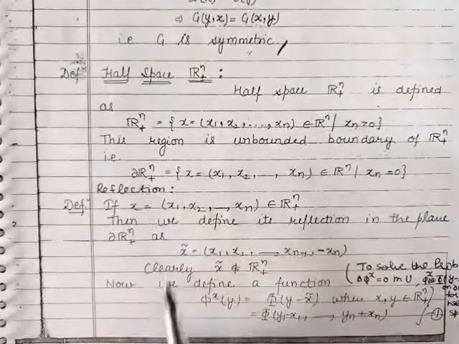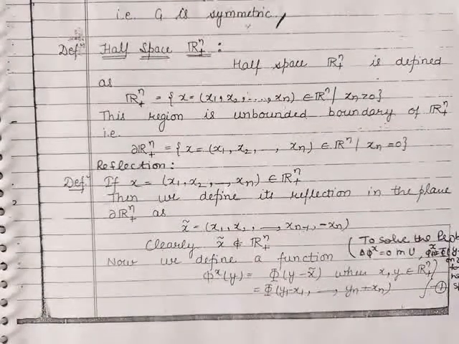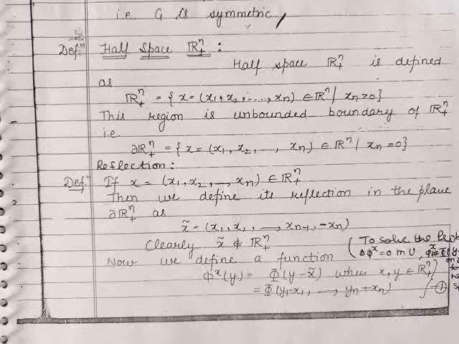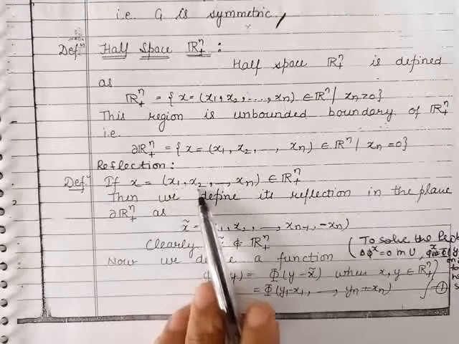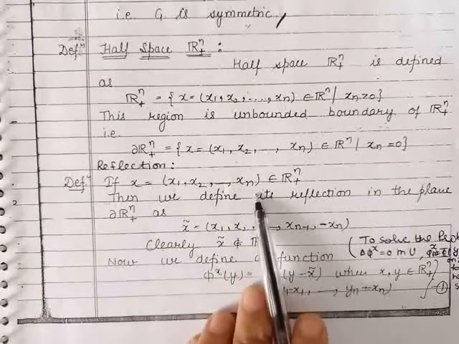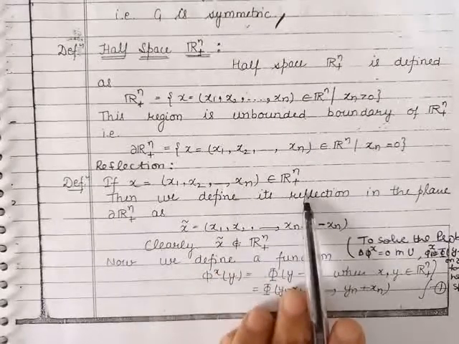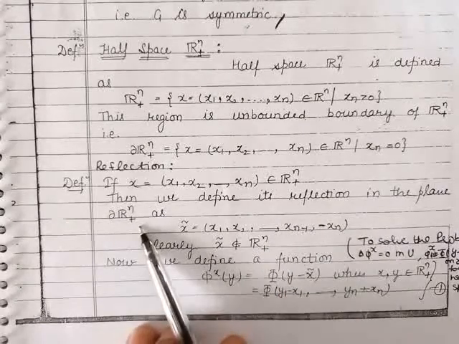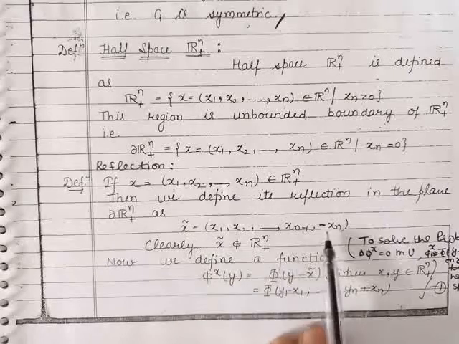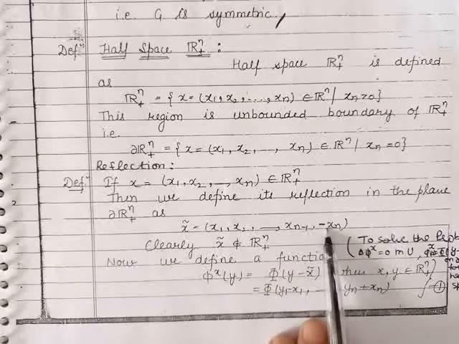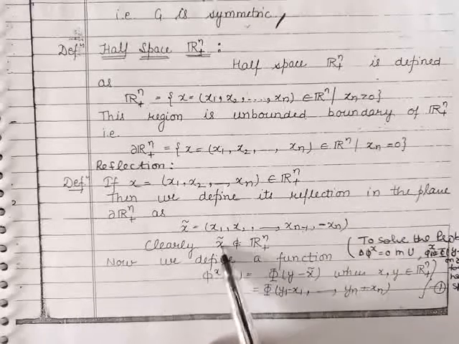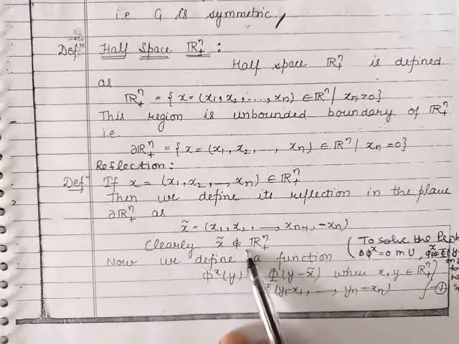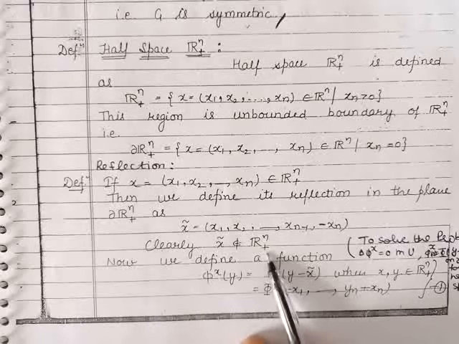Now, next we define the reflection of a point belonging to half space. So if we take a point x having the coordinates x1, x2, x3 up to xn, this is a point belonging to half space. Then its reflection in the boundary of half space is defined as the point whose nth coordinate becomes negative. And now because the nth coordinate is negative, we can say that the reflection of the point x does not belong to the open upper half space.